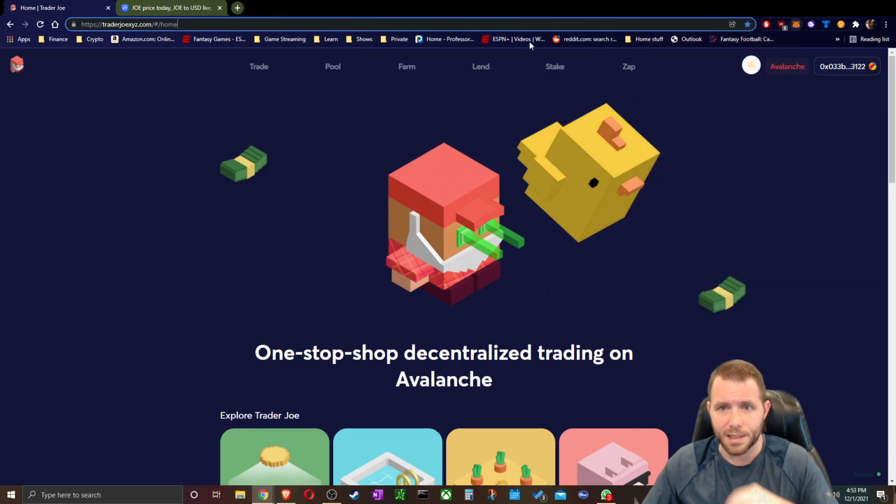Let's go through the website quickly, and I'll explain some of these tabs and what they are, and then we're going to focus mainly on the lend and stake tabs, because those are the ones I want to show you. There are some interesting things you could do if you're holding your AVAX token, and I'll run you through a few scenarios and what we can do.